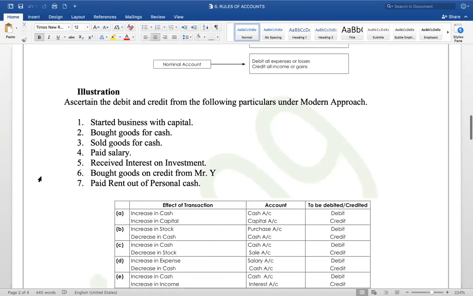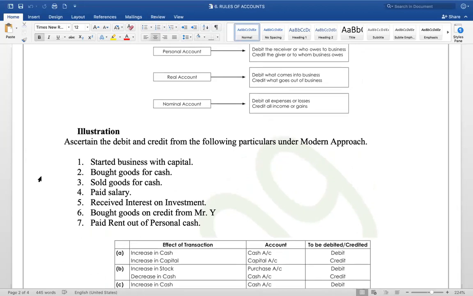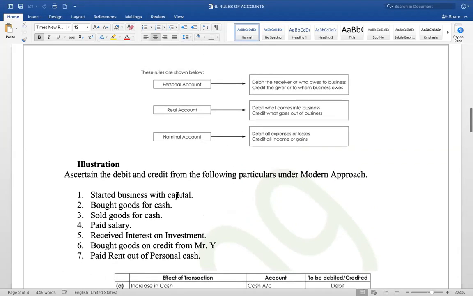Ascertain the debit and credit from the following particulars. Started business with capital.